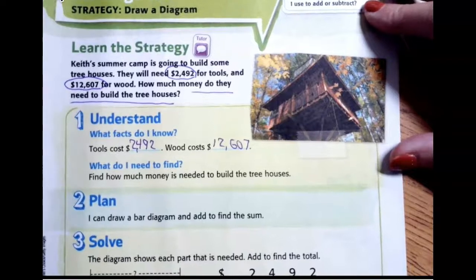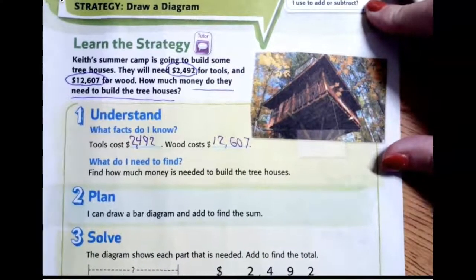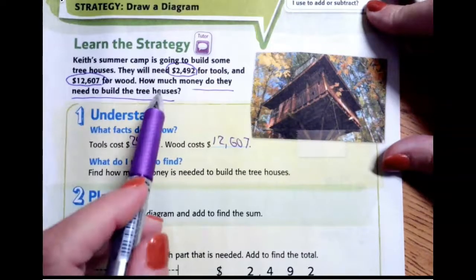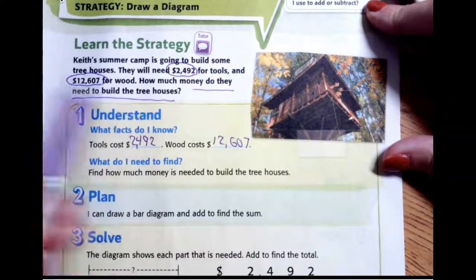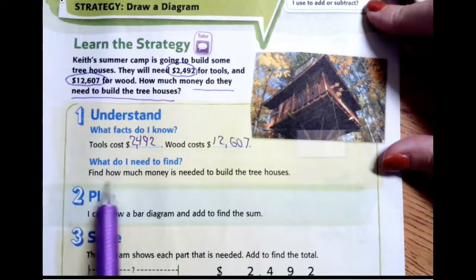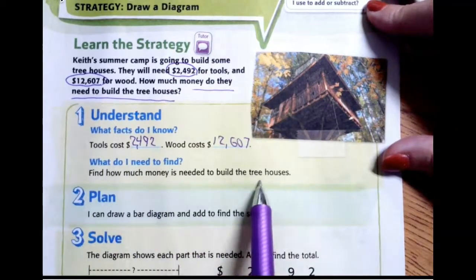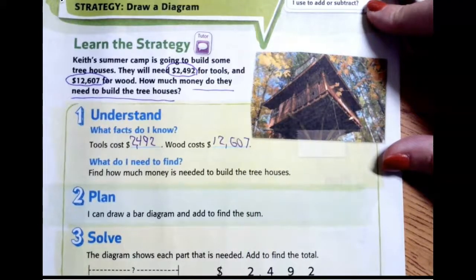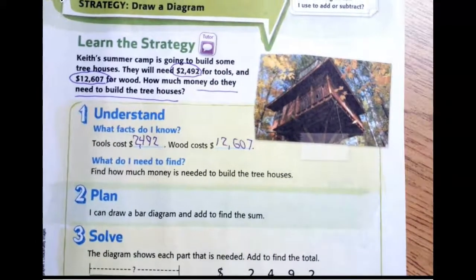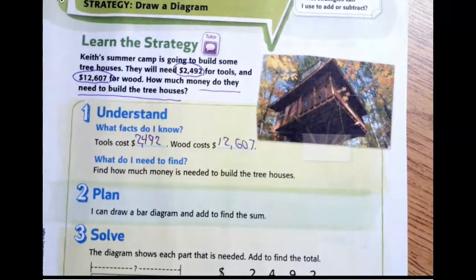All right, so what do I need to find out? Well, I'm going to go back to the story. Okay, well, I know that they need this for tools and this for wood. Here's what I need to do. I need to find out how much money they need to build the tree house. Okay, and that's what we have here. Find out how much money is needed to build a tree house. Pretty simple right now, okay? All right, so we understand the problem, okay? We've torn it apart, we've looked at the money, and we know what we need to do.